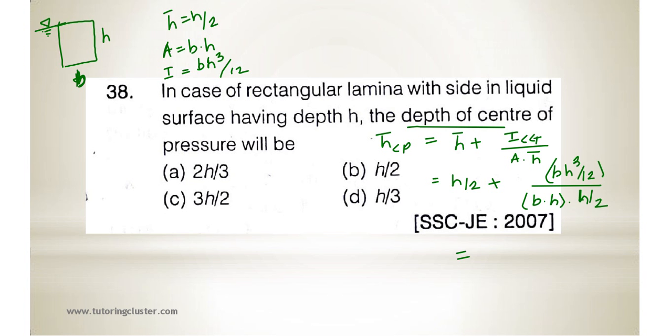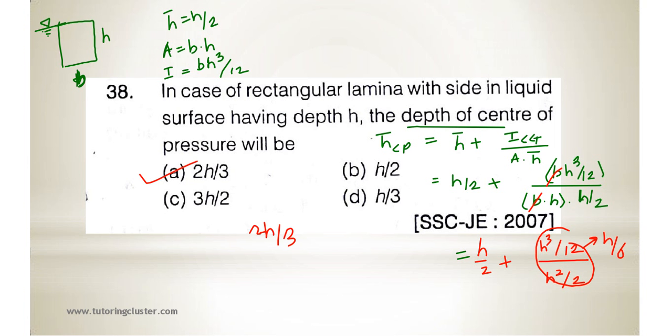So when you solve this, how much will you get? See here how we are going to solve this. This B and this B will get cancelled. This will be H square by 2. So H by 2 plus H cube upon 12 upon H square upon 2. This term will be H by 6. So H by 2 plus H by 6 will be 2H by 3. So the correct answer will be option number A.